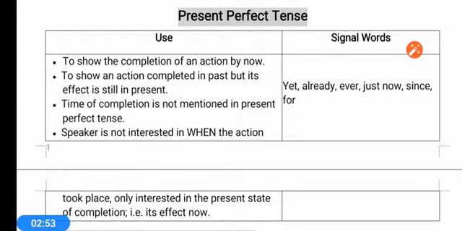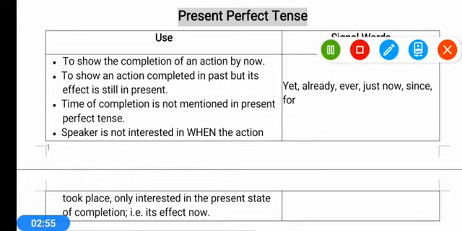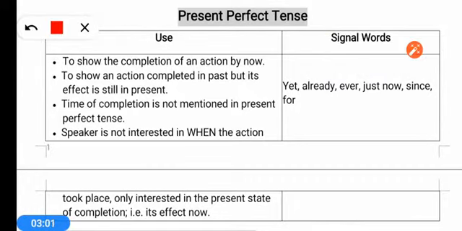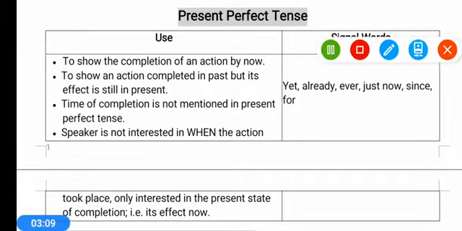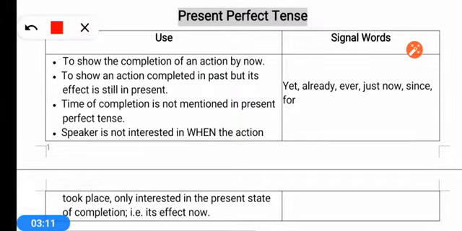See that present perfect tense, where we use, firstly you must know, present perfect tense is used to show completion of an action by now. When it completed, that is not enough. Till now it is completed or not. If it is completed, then we use present perfect tense.